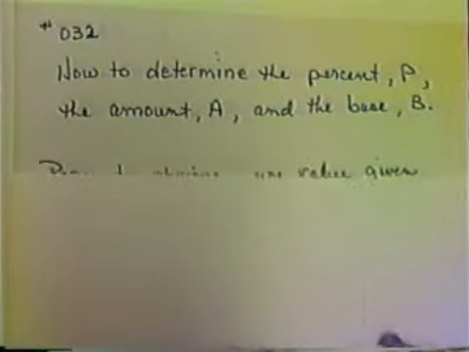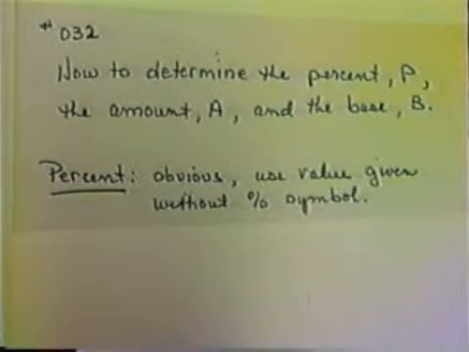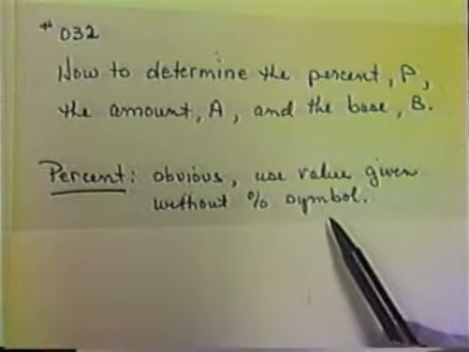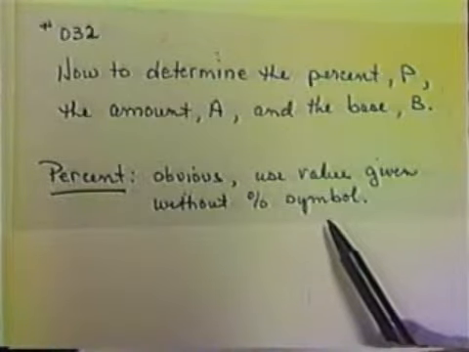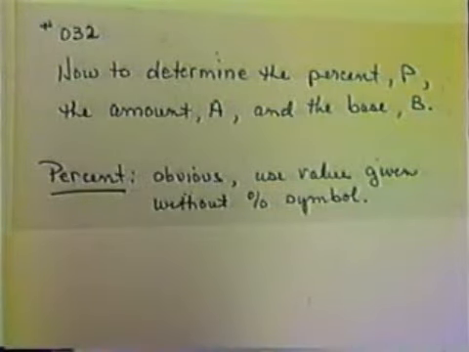The first thing we're going to look at is the percent, and the percent is fairly obvious. We're going to use the value that's given without the percent symbol, because the 100 in the denominator of our percent proportion is going to take care of the percent symbol. So our percent is going to be rather obvious. Either it's going to be the number that's in the problem with the percent symbol, or it's going to be our unknown x. So it depends on which one we're dealing with, what we're asking for.